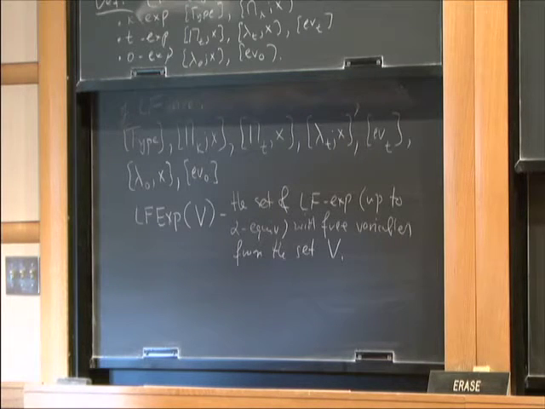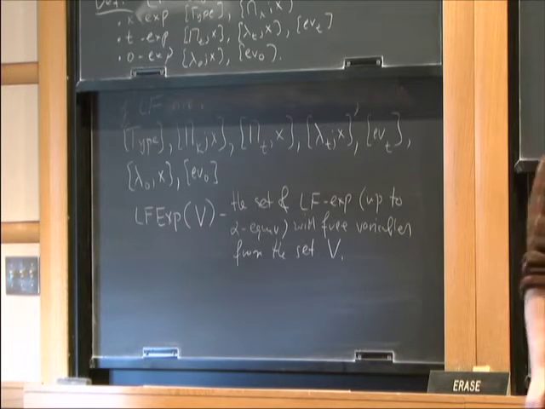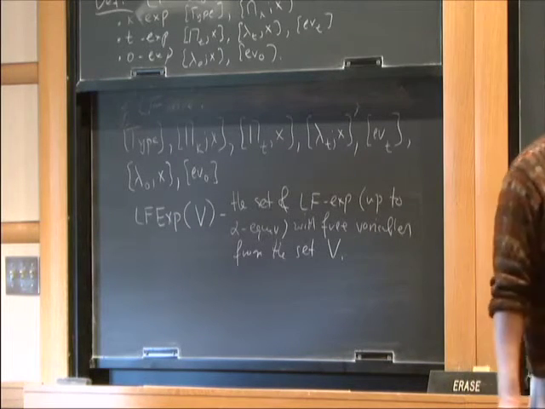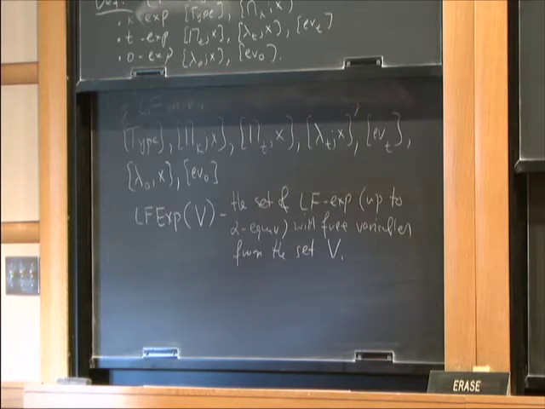and gamma is a context in T, then one can form a new type system T over gamma. And that actually fits with the definition of a type system which is given here. So one can formally define, for every context gamma, a type system T over gamma.